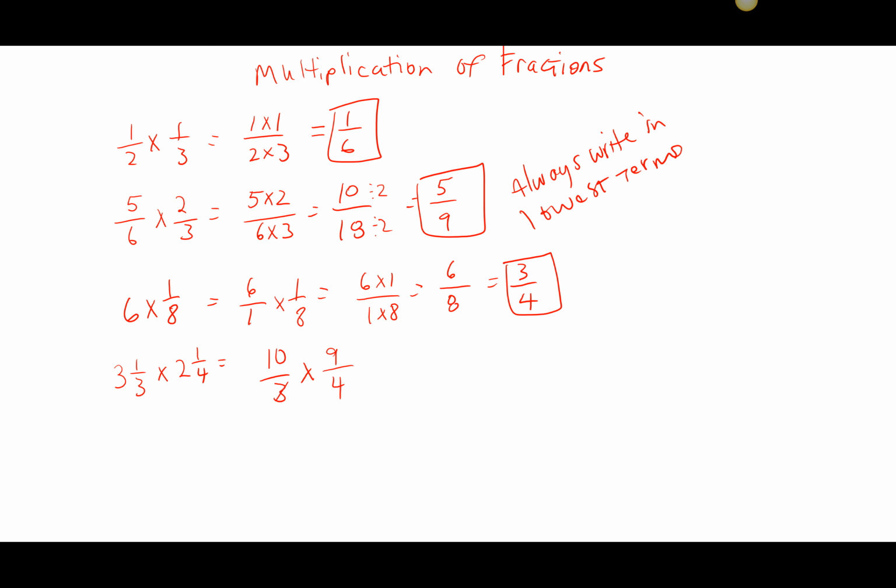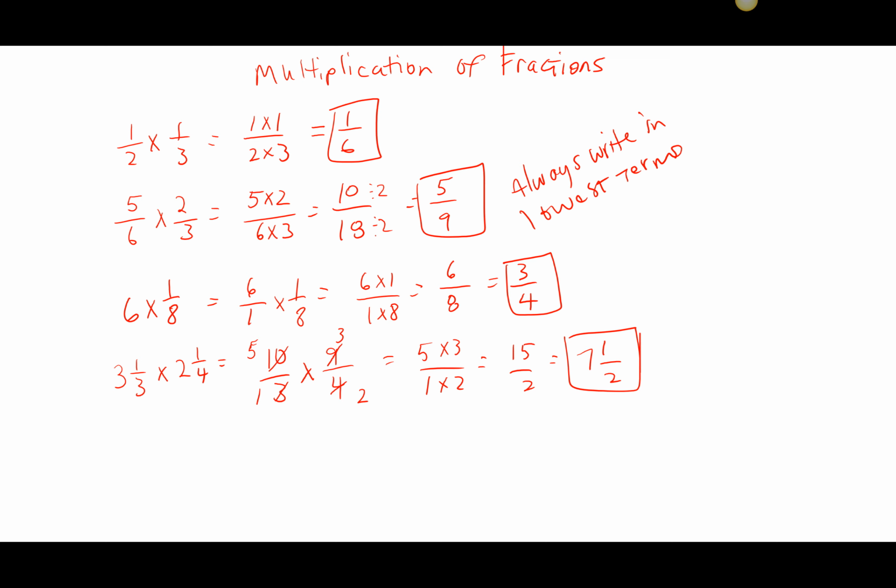Reduce it if you can. So this will go into 1, this will go into 3. 2 will go into 10 5 times. 2 will go into 4 2 times. So now that's going to be 5 times 3 divided by 1 times 2. So that's going to be 15 halves. Or 2 will go into 15 7 times. 7 times 2 is 14, so that's 1 left. So that's 7 1/2. Okay?